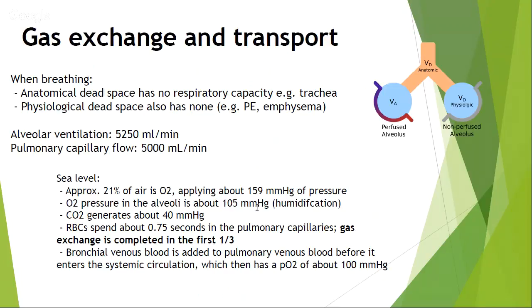The rest of the figures here aren't particularly important. The only other thing to note is that gas exchange is usually completed in about the first third of the capillary.